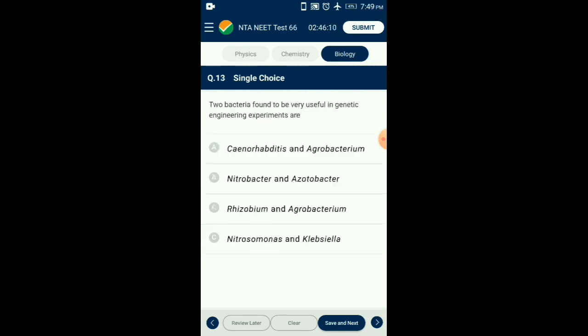Question number 13. Two bacteria found to be very useful in genetic engineering experiments are Caenorhabditis elegans and Agrobacterium tumefaciens, both used as vectors in genetic engineering. Nitrobacter converts nitrites to nitrates. Azotobacter is a free-living nitrogen-fixing bacteria. Nitrosomonas converts ammonia to nitrite. Rhizobium is a symbiotic nitrogen-fixing bacteria living in the roots of leguminous plants. Diplococcus pneumoniae causes pneumonia. So the answer for this question is option A, Caenorhabditis and Agrobacterium.